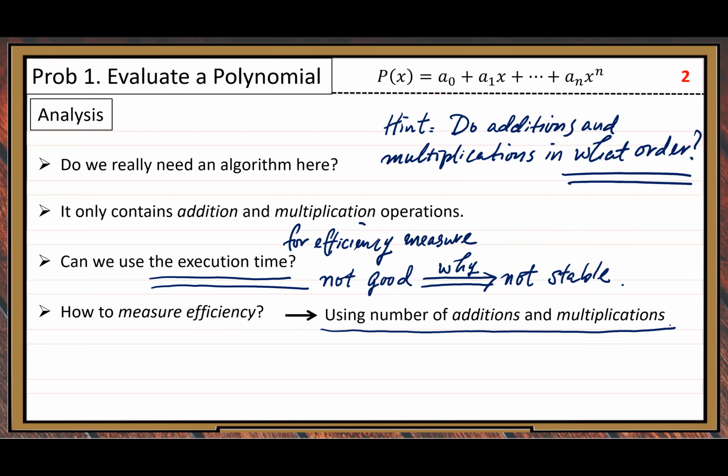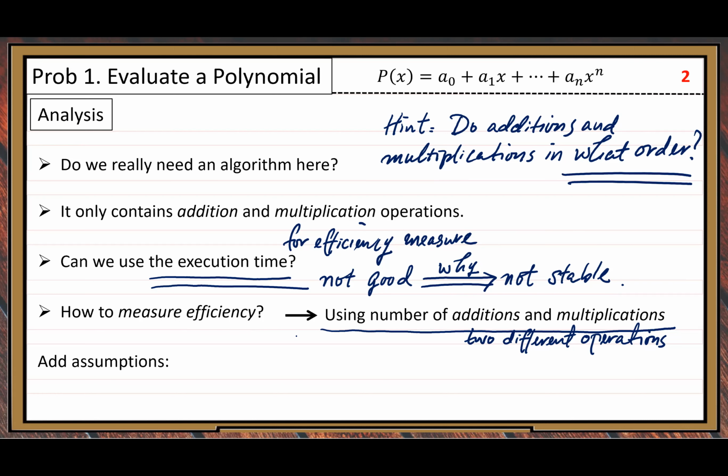But for this measure, because we have additions and multiplications, there are two different operations. When we count the number of additions and multiplications, how do we use one number as the efficiency measure? Because addition and multiplication each use a different amount of time. We know addition is faster than multiplication in a computer. So it's something like comparing an apple and a pear, two different objects. How can you compare two different objects?